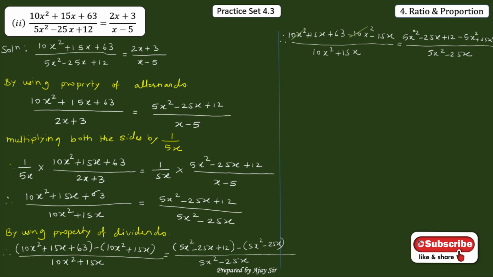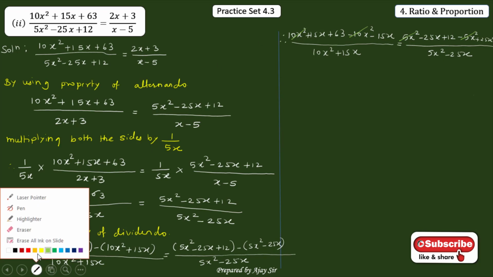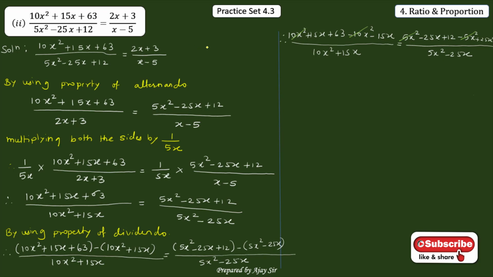Similarly, plus 5x square and minus 5x square get cancelled. Similarly here, plus 15x and minus 15x get cancelled. So let us write this property here: plus 15x and minus 15x get cancelled. Then 25x minus 25x, and this plus 25x get cancelled. So therefore, the remaining terms we can write in the numerator.